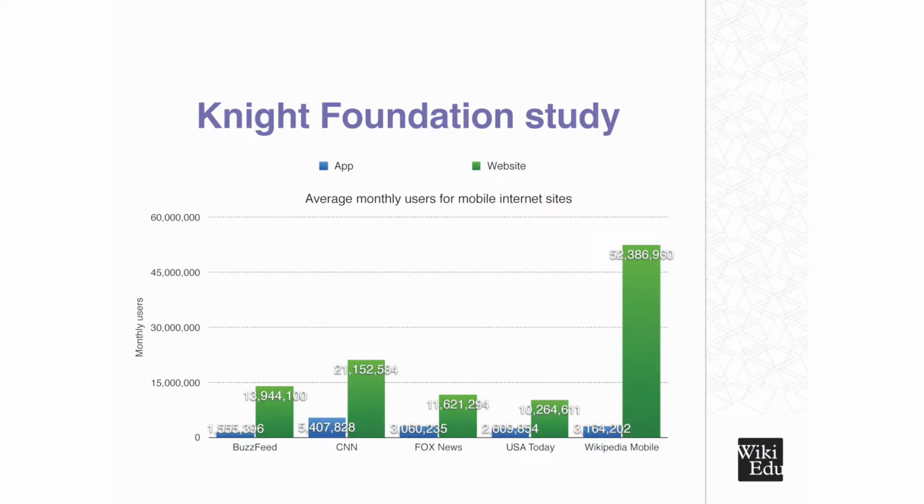The Knight Foundation did a study last year also trying to help illustrate just what the prevalence of Wikipedia was in all of our lives. And what they found when they compared mobile usage is that Wikipedia is used significantly more often, more than 2 times more often than any other news site by the public. CNN was the second closest, and they're using your phone, going to the web, 21 million page views, Wikipedia, 52 million page views.